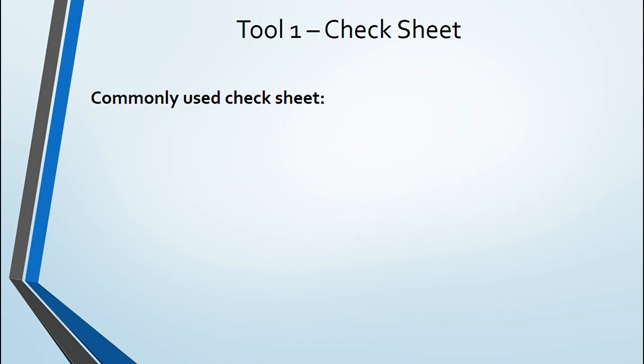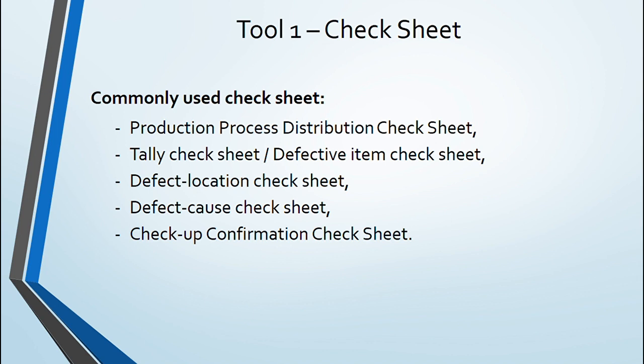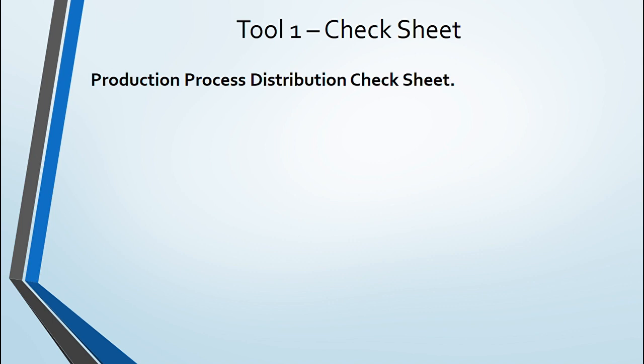Now, some of the most commonly used checksheets across industry are production process distribution check sheet, tally check sheet, defect location check sheet, defect cause check sheet, and checkup confirmation check sheet. We will go through each one of them via an example on how and when to use them and what to take out of it. First is production process distribution check sheet. As the name suggests, they are most commonly used in a production setup to build and see distribution of process outcome.